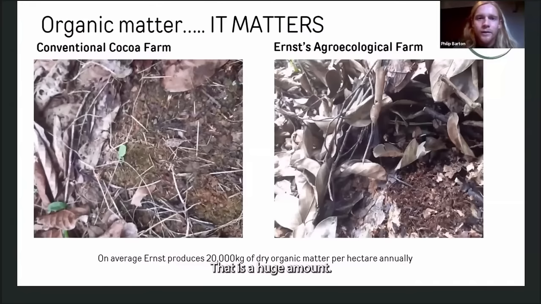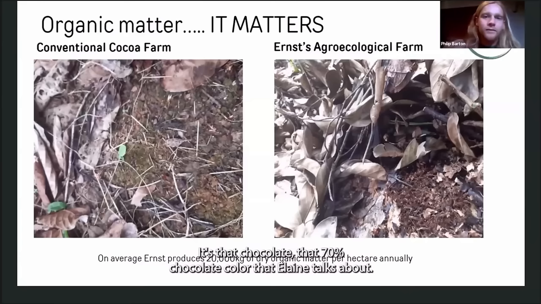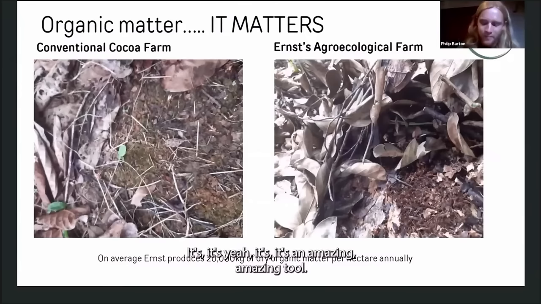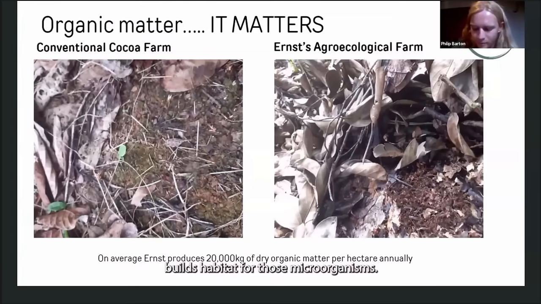And all of that organic matter leads to this beautiful formation of soil. And we can just see in here, all of the roots are in that soil. It's that chocolate, that 70% chocolate color that Elaine talks about. It's full of humics. It's an amazing tool. And all of this carbon that he brings back down into the system builds habitat for those microorganisms. It cycles all of that carbon back into the most stable form, back into topsoil or back into the microbial necromass of the soil.